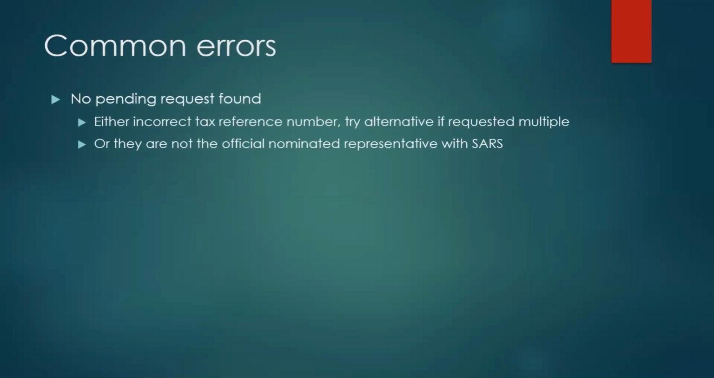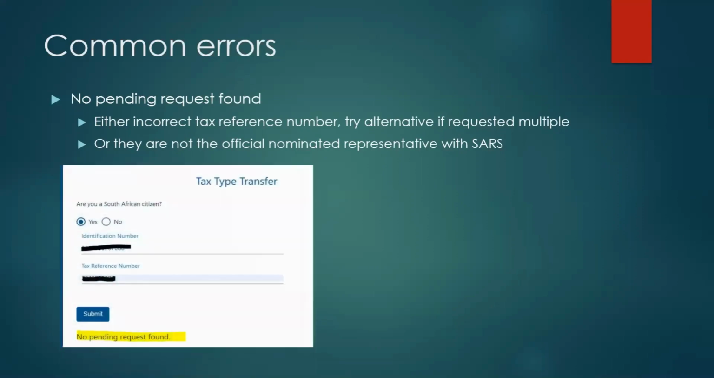The other common error is that no pending request is found. For instance, let's say you've requested this tax type and you've asked the registered representative, or whom you think is a registered representative, to please go to the SARS.gov website and action the request. They input their ID number, they input the tax reference number, and it indicates there's no pending request found. Because there's no pending request found, there are a couple of options here. Either this is the registered representative, and they've inserted the incorrect tax reference number. In which case, just try alternative tax numbers if you've requested multiple.